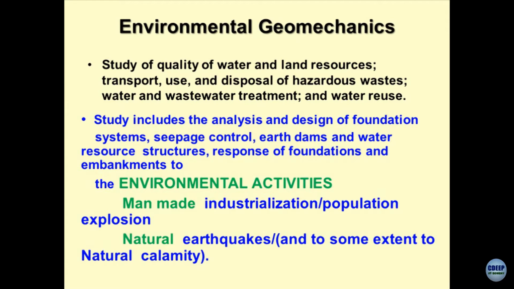If I sum up whatever I have discussed until now, environmental geomechanics is a branch of engineering and technology where mainly we study the quality of water and land resources, because these are the basic requirements for the sustenance of life. We always try to find an optimal solution between the different constraints which I have discussed in the previous lectures. Another activity in which environmental geotechnologists are involved is the transport, use and disposal of hazardous waste, and then treatment of waste water and water.